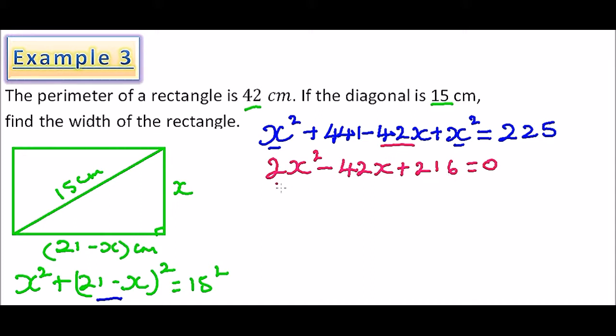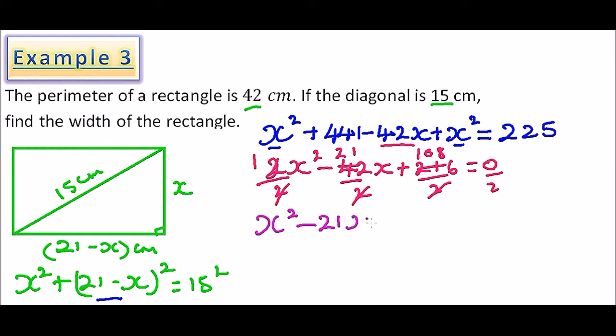We can make it simpler by dividing by 2. So 2 divided by 2 is 1. 42 divided by 2, you get 21. This 216 divided by 2, you get 108. 0 divided by 2 is 0. So our equation now will be x squared minus 21x plus 108 is equals to 0.